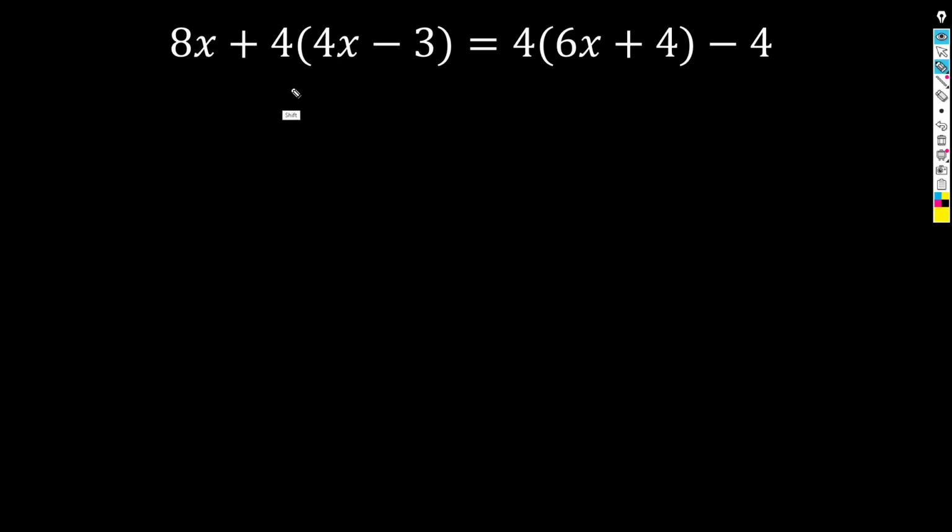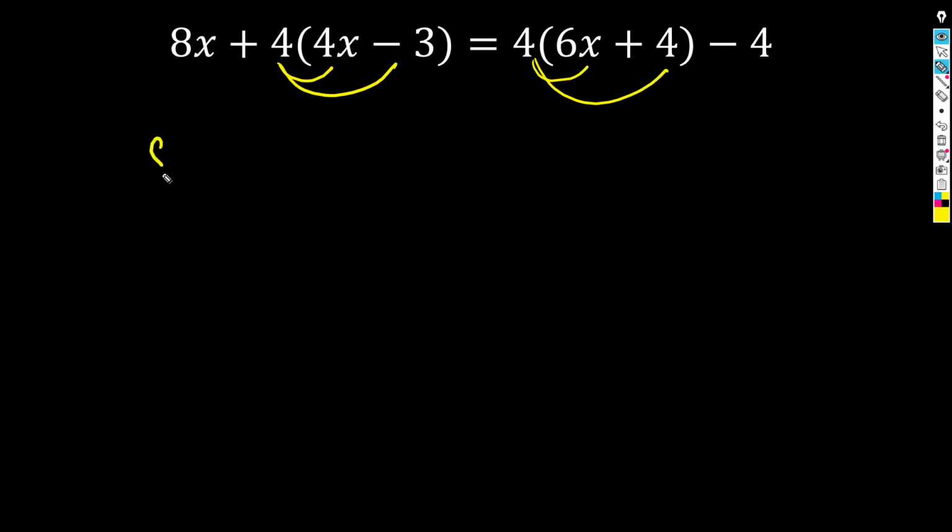I have 8x plus 4 times the quantity 4x minus 3 equals 4 times the quantity 6x plus 4 minus 4. DPMA muna tayo. Let's clean up our equation a bit. So 4, distribute natin by multiplication. Same here for the 4 on the right side. And then we combine what we can.